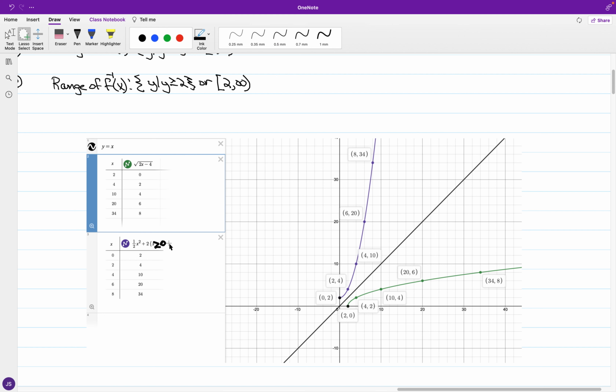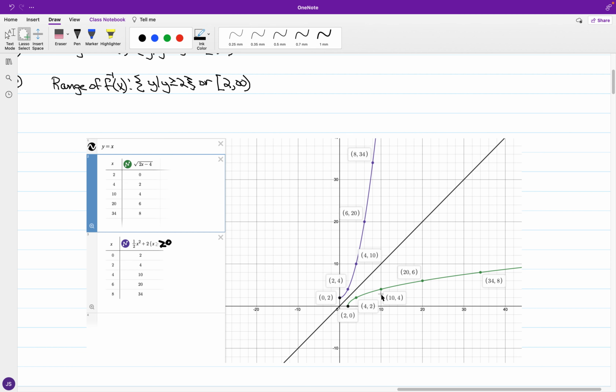And just looking at what we have for these items, we got again (0, 2), (2, 0), (2, 4), (4, 2) throughout. And so they share interchanges throughout. And again, both of these graphs will have symmetry with respect to the line y is equal to x.